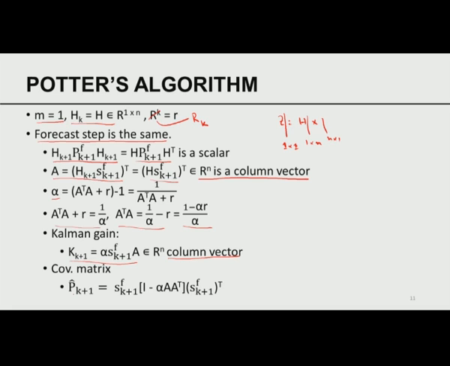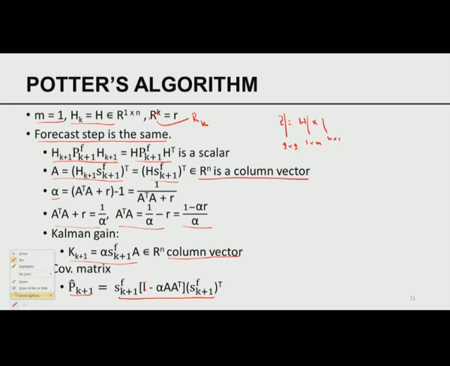So the analysis covariance matrix can be written like this. Now please realize x_{k+1}^f times (I minus alpha AA transpose). I'm sorry, this is not 1, it's identity times AA transpose.